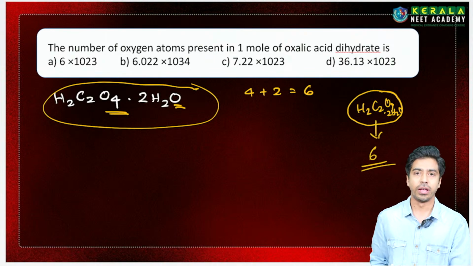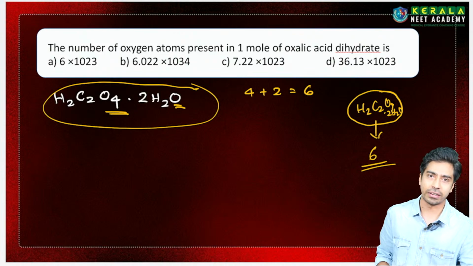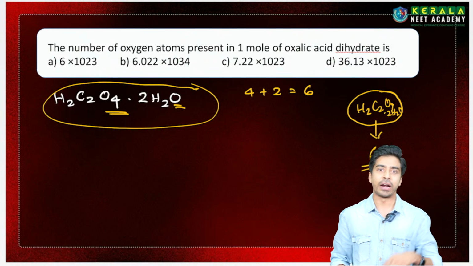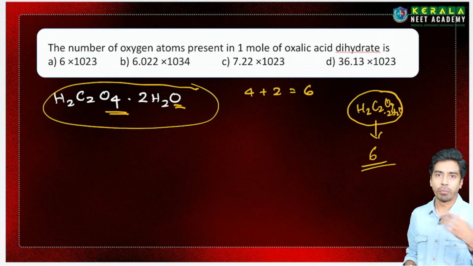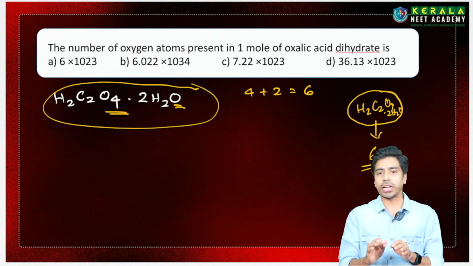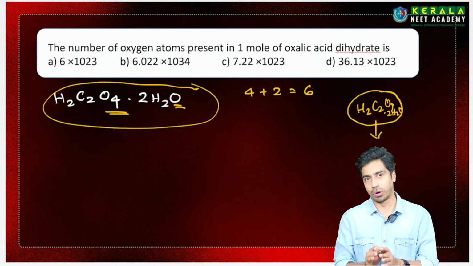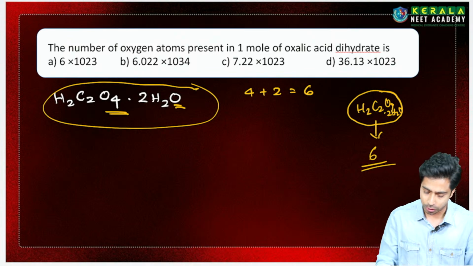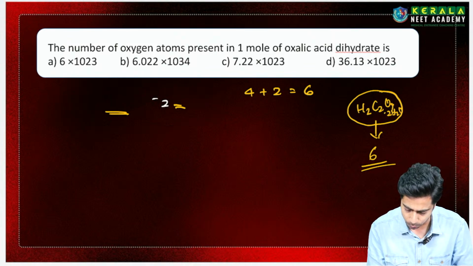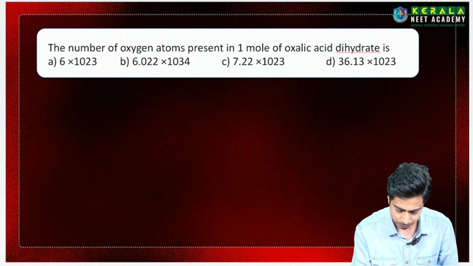6 oxygen atoms. So if there are 2 oxalic acid dihydrate, that is 12 oxygen atoms. 10 oxalic acid dihydrate means 60. 100 means 600. 1 mole, 6 mole. 10 mole, 60 mole. So if you know the total number of oxalic acid dihydrate in 1 mole, then you will get the answer. So let me give you the number of molecules. Okay, now here we'll apply the number of molecules.